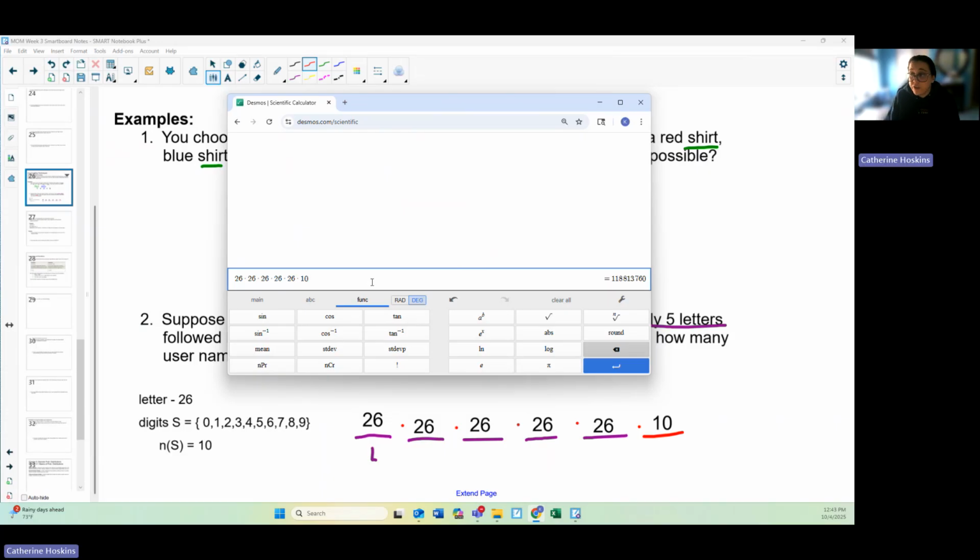Now think about all the different usernames for all of the different Googles and Yahoos and whatever you might be on. There are a lot of different combinations with a lot of different lengths that we could certainly come up with for usernames.